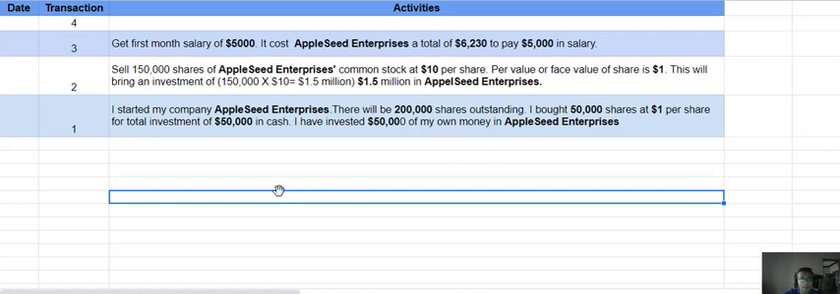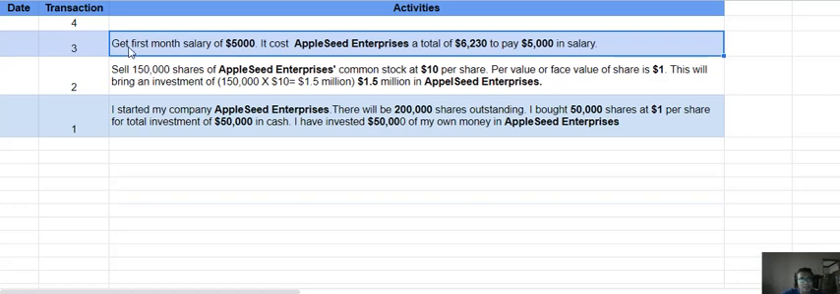In my previous video, I showed you how much it cost Apple Seed Enterprise to pay me $5,000 salary per month. Here also you can see to pay me $5,000 salary, it cost Apple Seed Enterprise a total of $6,230.